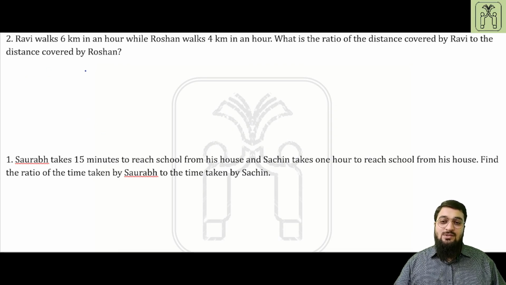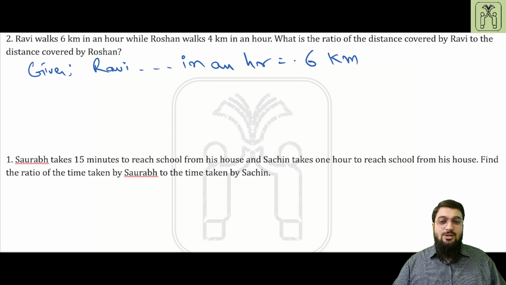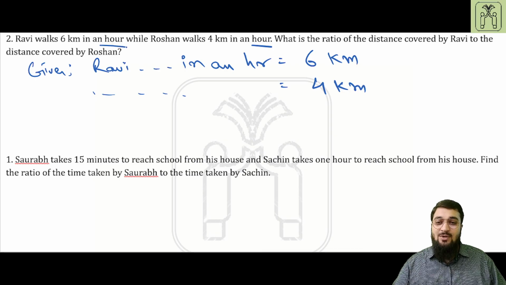Ravi walks 6 kilometer in an hour. So we will write given: Ravi walks in an hour is equal to 6 kilometer. Then we'll write Roshan walks in an hour is equal to 4 kilometer, because in an hour is same, so we will take that on the left side of the equation.